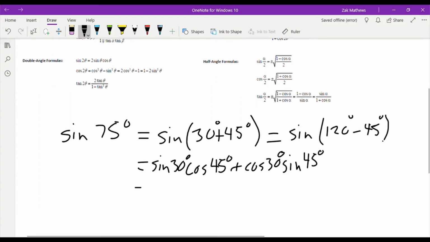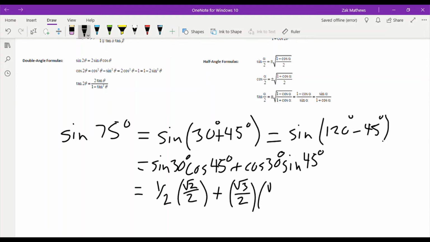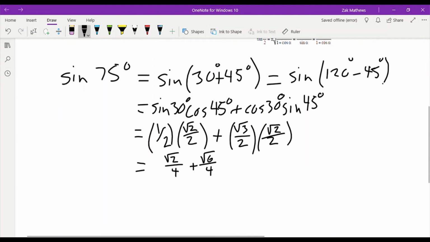And sine of 30 I know is 1/2. Cosine of 45 is root 2 over 2. Cosine 30 is root 3 over 2. And sine 45 is root 2 over 2. And so when we multiply these things together, we get root 2 over 4 plus root 6 over 4. And because they have the same denominator, I could write that as root 2 plus root 6 over 4. And that's my answer.